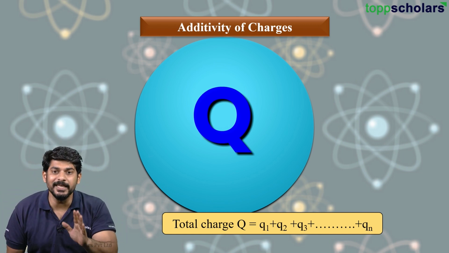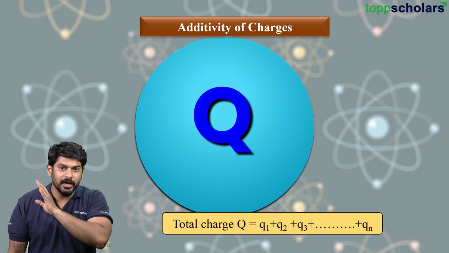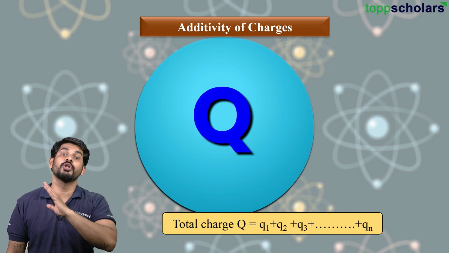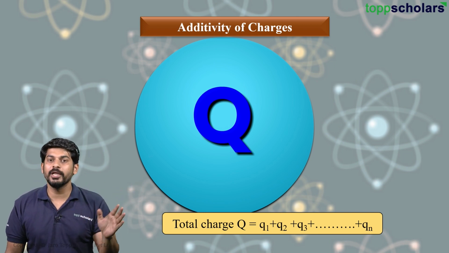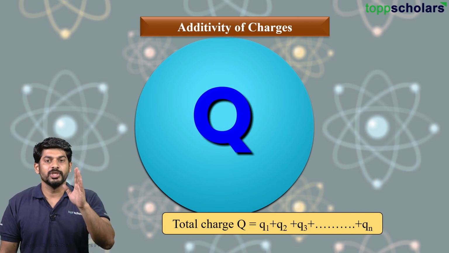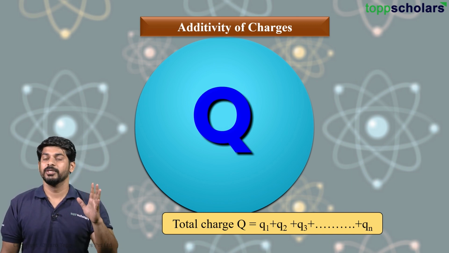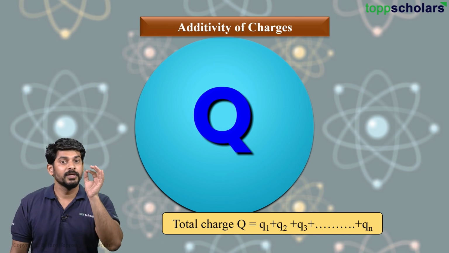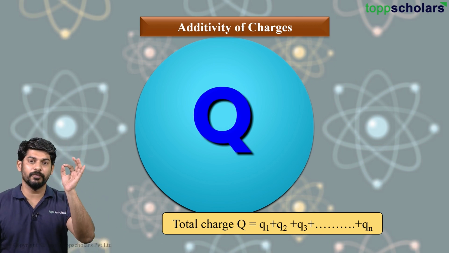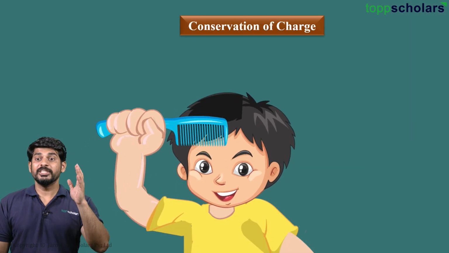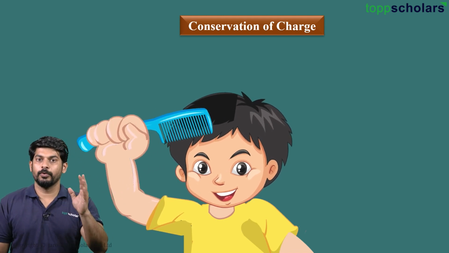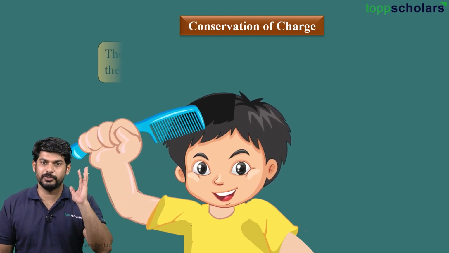They are scalar in nature. There are no directions involved over here, so they do not have any direction. They just add up like scalars. So this is one of the properties of charges, additivity of charges. Now let's talk about the second property of charges, that is conservation of charge.